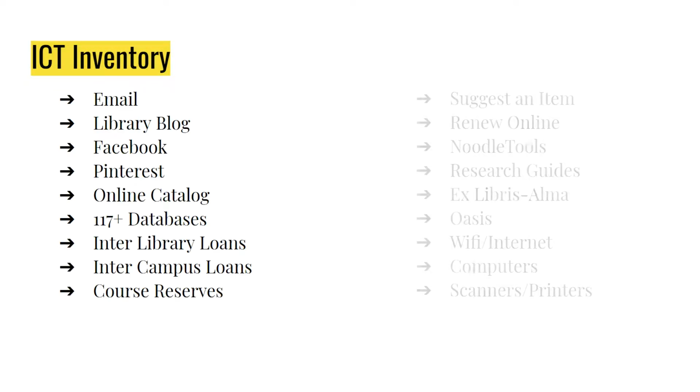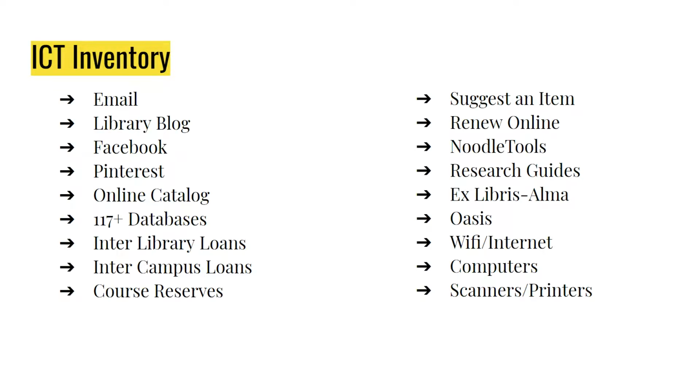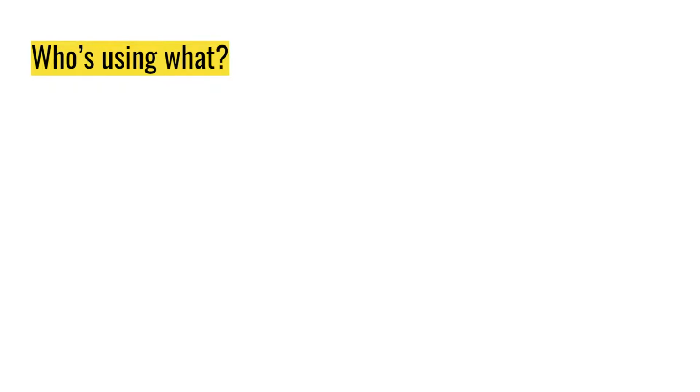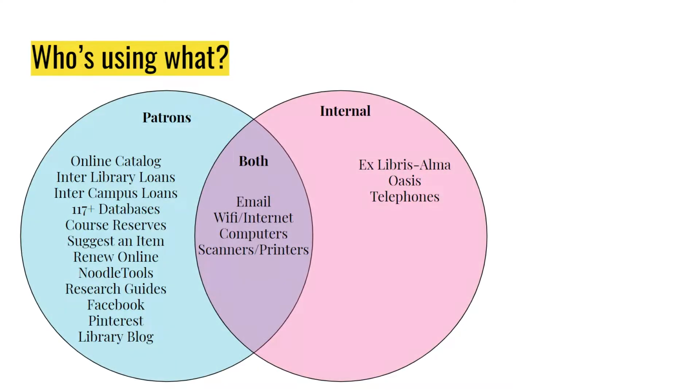Here's a list of ICT tools that I was able to find at the Richland Library. There are the usual suspects such as email and computers, along with more specific programs like Alma or Oasis. I broke this down the best way I could. Patrons, which include students, faculty, and staff, use the most ICT products, which makes sense since everything in the library is geared towards the patrons besides the internal-facing technologies.